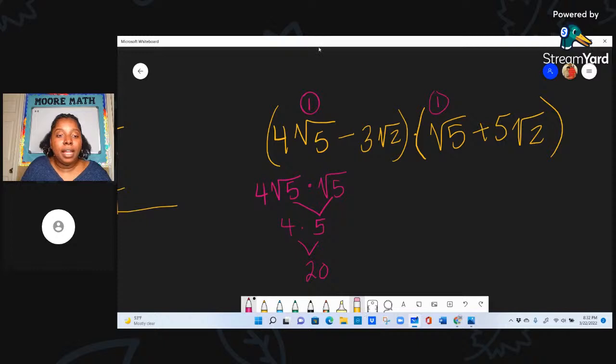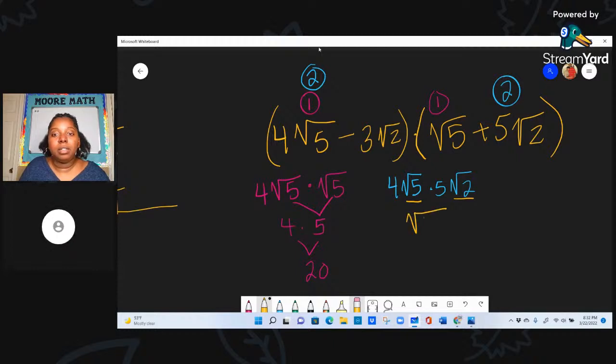Good. All right. Now, the next thing I'm going to do, so number 2 is these two, right? 4 square root of 5 times 5 square root of 2. What can I combine here? The square root of 5 and then the square root of 2. And that becomes 10. Good. And what's 4 times 5? 20. Good. So far, so good. All positive numbers.